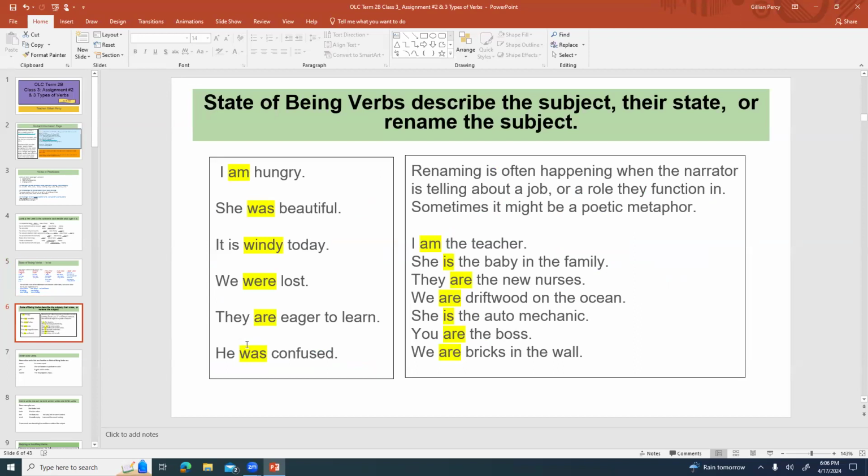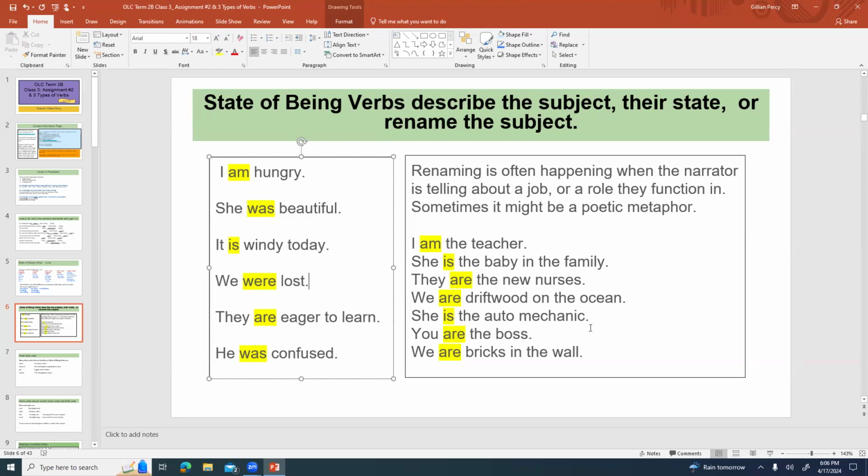Basically, those kinds of state of being verbs describe the subject, or their state, or sometimes they can rename the subject. So: I am hungry. She was beautiful. It is windy today. Windy's not the state of being verb. Windy is an adjective. My apologies. We want is for that one. Is is our state of being verb. We were lost. They are eager to learn. He was confused.